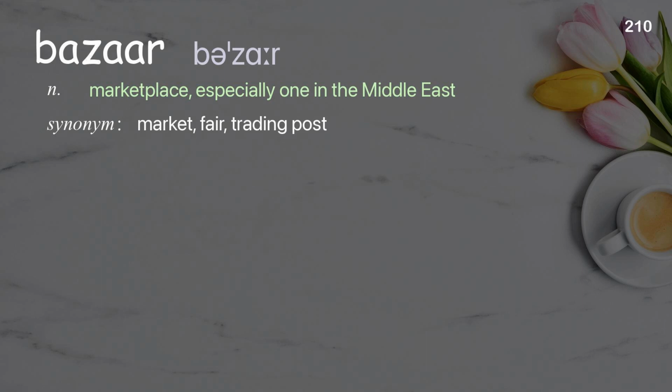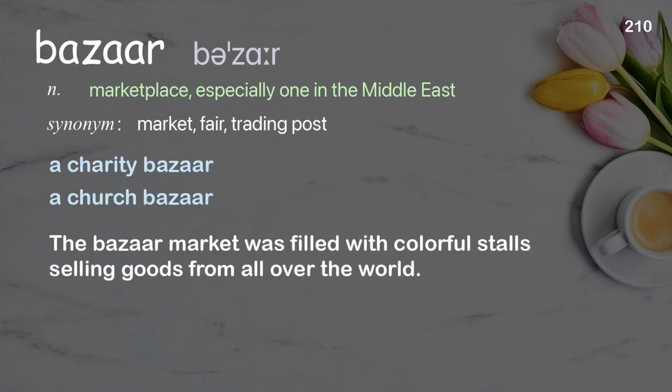Bazaar. Marketplace, especially one in the Middle East. Examples: A charity bazaar, a church bazaar. The bazaar market was filled with colorful stalls selling goods from all over the world.